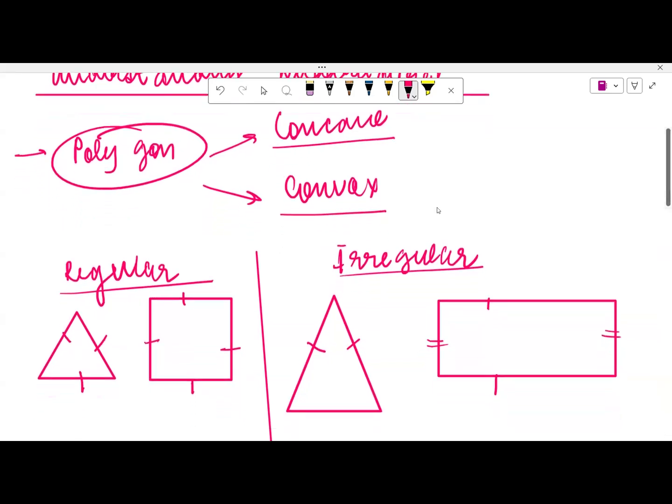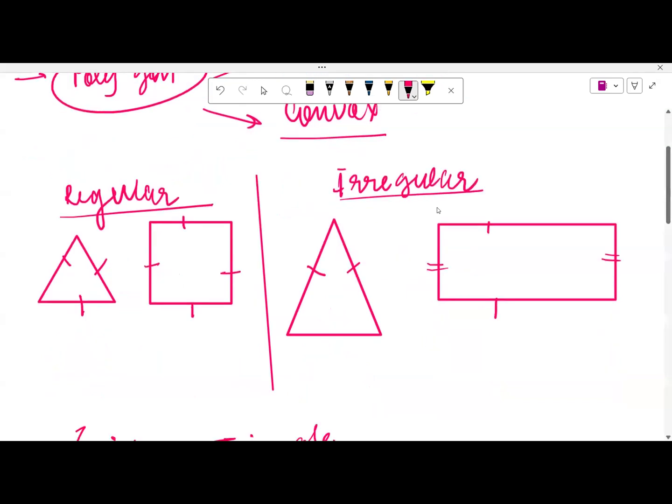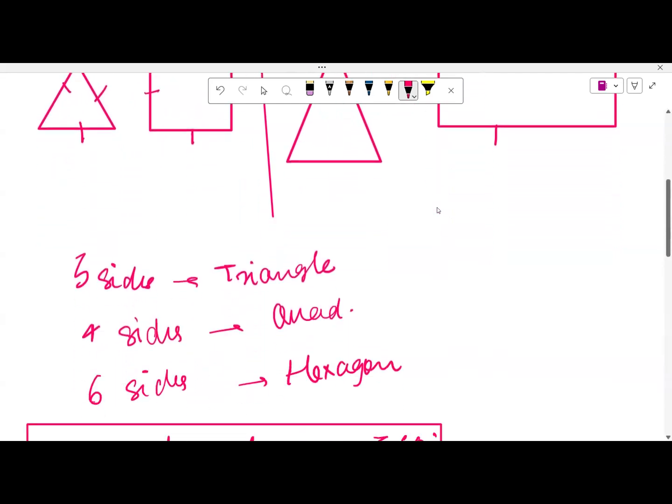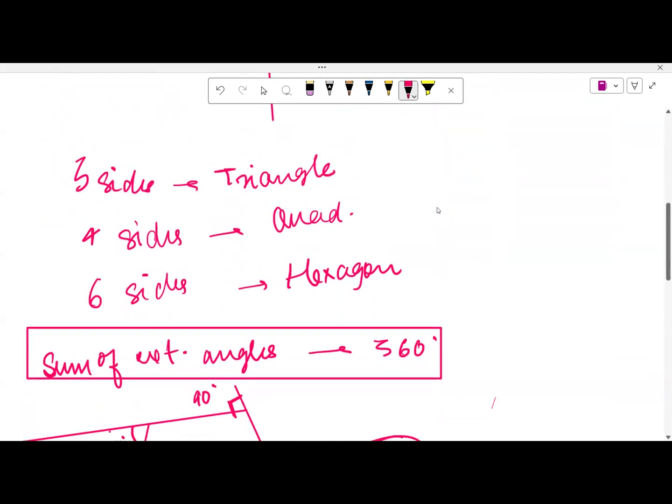Then we also have two other types of polygons, which are regular and irregular. Regular polygons are those in which all the sides are equal. When all sides are not equal, they are referred to as irregular polygons. An equilateral triangle and a square are regular polygons, while an isosceles triangle and a rectangle are irregular polygons. Next, we studied that three sides is a triangle, four sides a quadrilateral, six sides a hexagon.